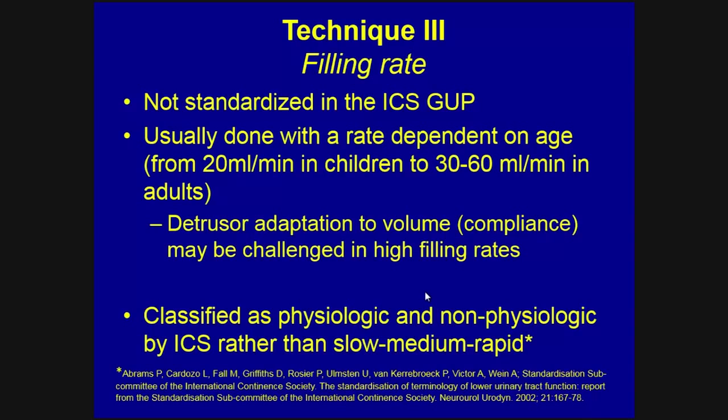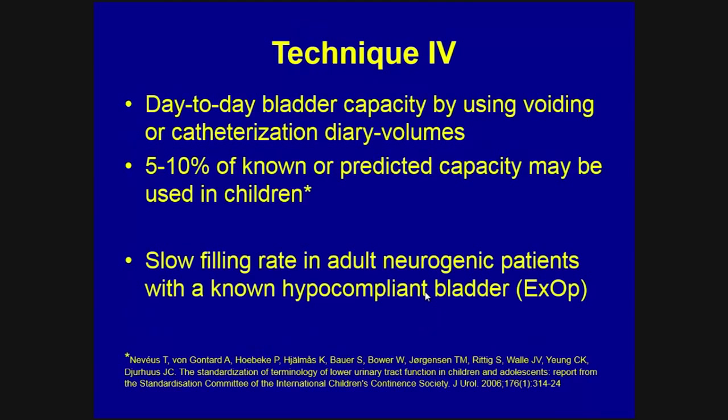Although ICS has classified, ICS doesn't use this classification anymore, as you know. The ICS classifies the filling rates as physiologic and non-physiologic today after the last report. In order to calculate the optimal infusion rate, day-to-day bladder capacity may be calculated using voiding diaries or catheterization diary volumes. 5 to 10% of known predicted capacity may be used in children.